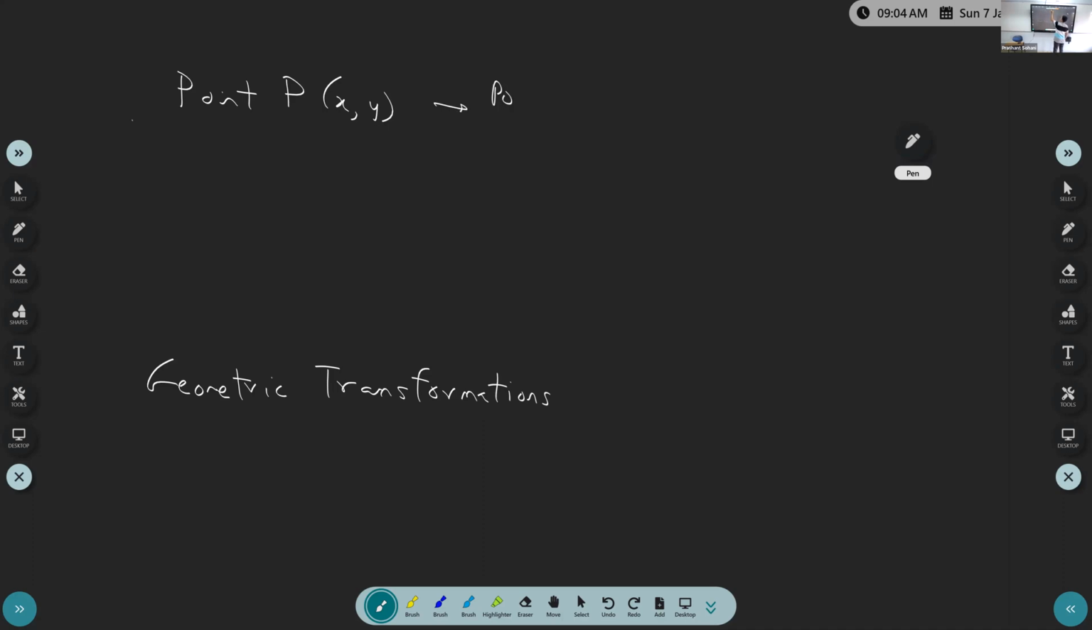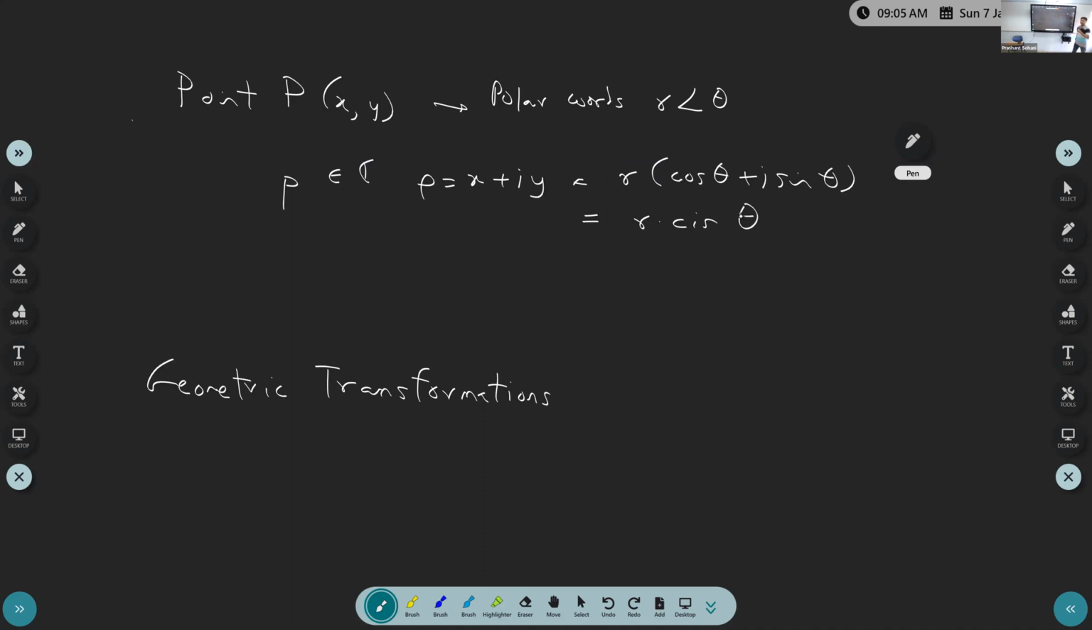Like r, angle theta, is how it is sometimes written: the distance from the origin and the angle it makes with the positive x-axis. In the same way, the same point can be represented by a complex number, typically denoted by small p. The value will be x plus iy, so x is the real part and y is the imaginary part. We can also write this as r times cos theta plus i sin theta, or abbreviate that as r cis theta. So these ways are describing the same object.